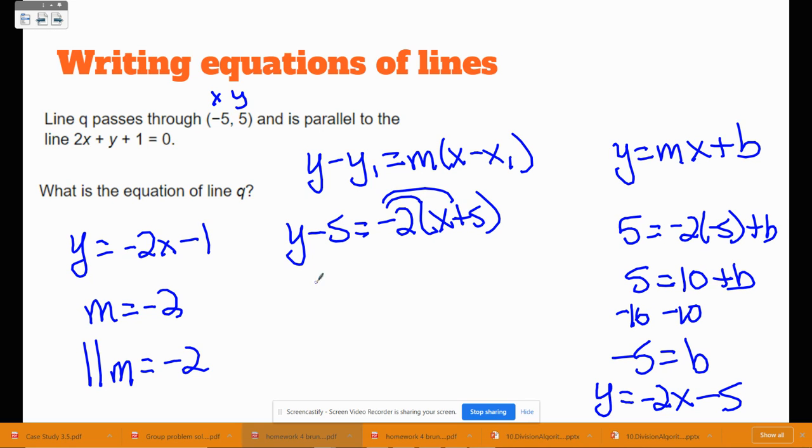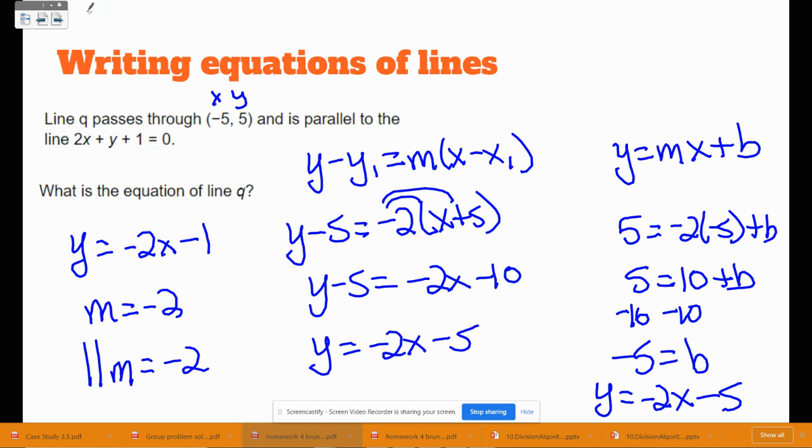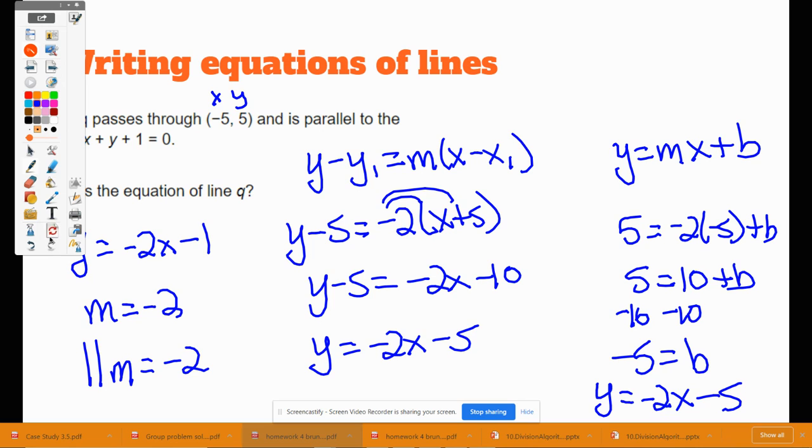Again, if you clean this one up, you would get the same thing. y minus 5 is negative 2x minus 10. Add 5, y equals negative 2x minus 5. So it doesn't matter which way you go, you'll get the same answer.